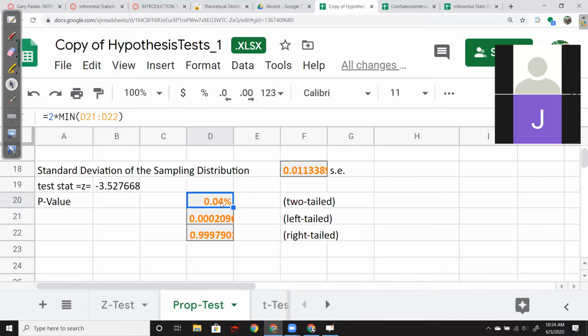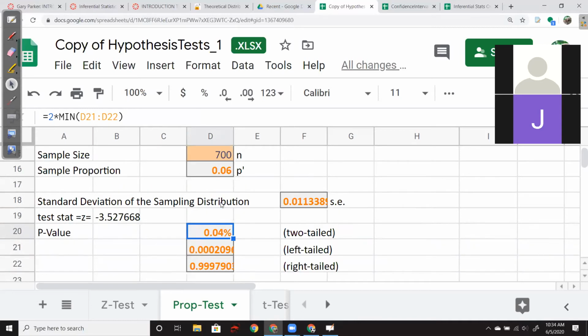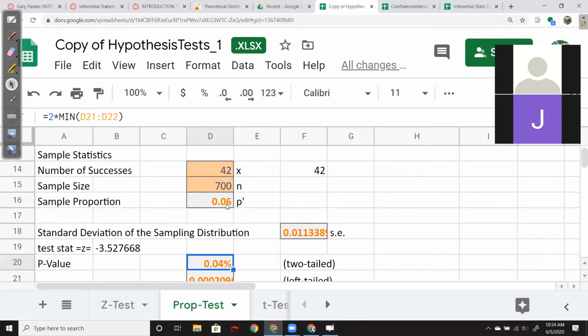Reject the null, right? Absolutely reject the null. Yeah, the p-value is way smaller than the significance level, which means that if this is a good sample, something is wrong with the null hypothesis, that the claim of 10% is wrong. 6% is far enough away to say, not right. Okay, so back to my sketch.